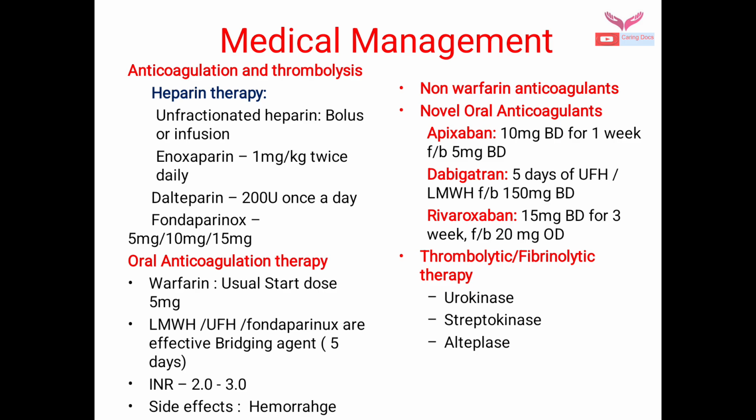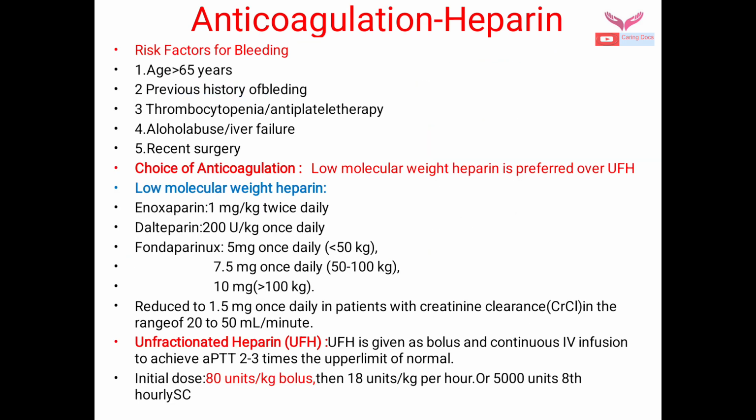The new non-warfarin anticoagulants are novel oral anticoagulants like apixaban, dabigatran, and rivaroxaban. Apixaban dose is 10 milligram BD for 1 week followed by 5 milligram BD. Dabigatran is given after 5 days of UFH or LMWH, followed by 150 milligram BD. Rivaroxaban is given as 15 milligram BD for 3 weeks followed by 20 milligram OD. Various thrombolytic agents which are used are urokinase, streptokinase, and alteplase.